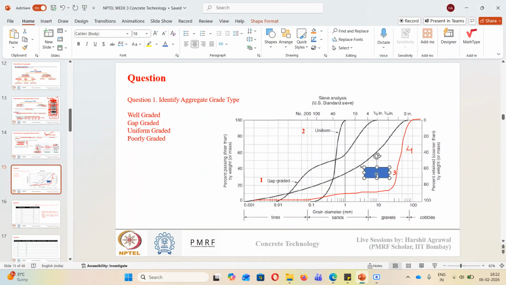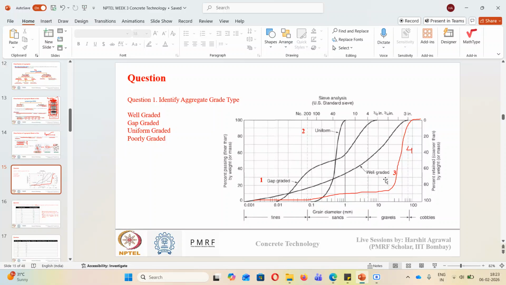Then the third one is well graded. You can see from the slope: the slope is continuously increasing as size increases from 0.001 mm till 100 mm. So you can see there is a regular increase in size. It means that all sizes of aggregates are present there. So that's why it is well graded.